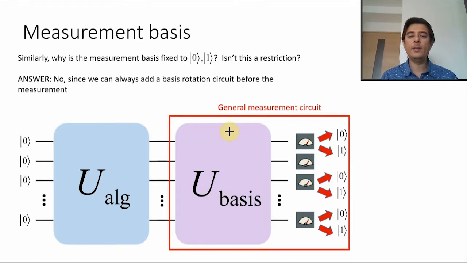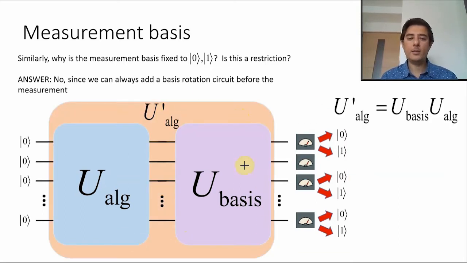So we can add another circuit at the end here, which I'm calling U basis, and I can combine this with the measurements. The thing in the red box here, I can use as my more general measurement circuit. I'll tell you how that works in a moment, but if you just believe me for a second, then if I can do that, I can combine this U basis with the algorithm that I wanted to implement, and my U alg dash would then be this combination of the U alg and this U basis.